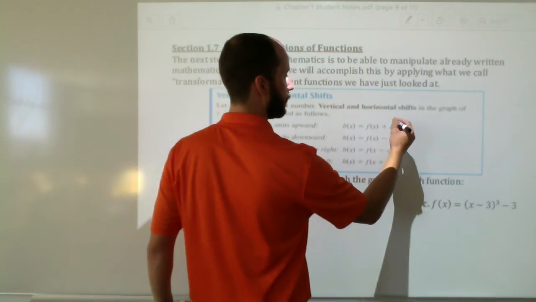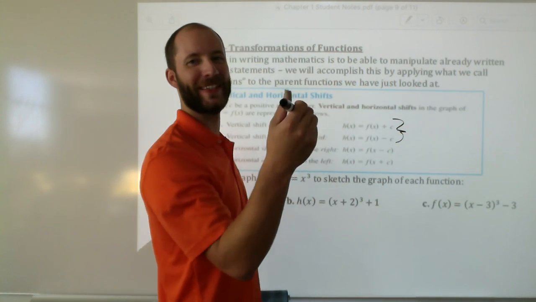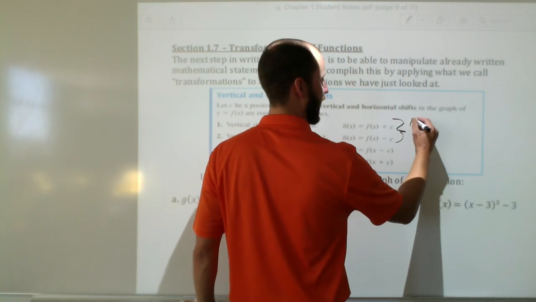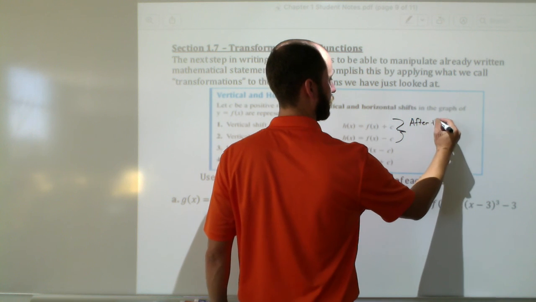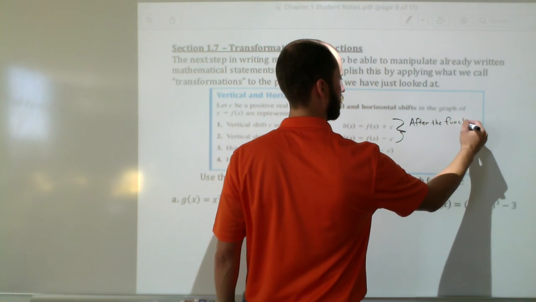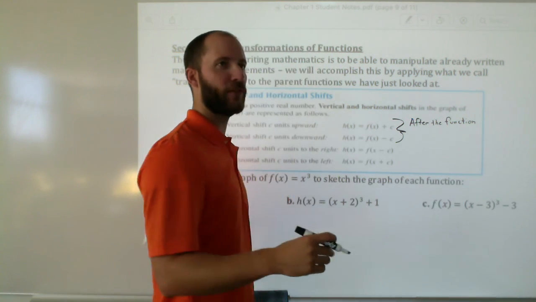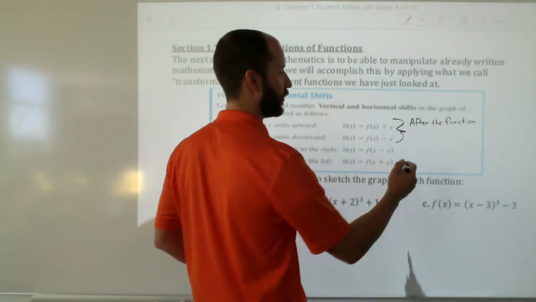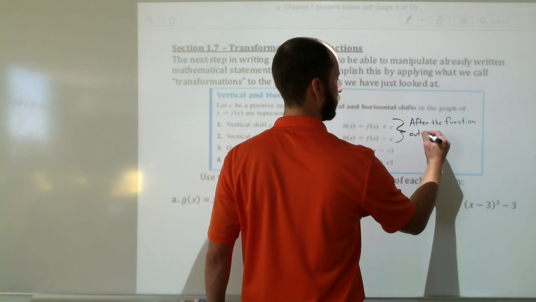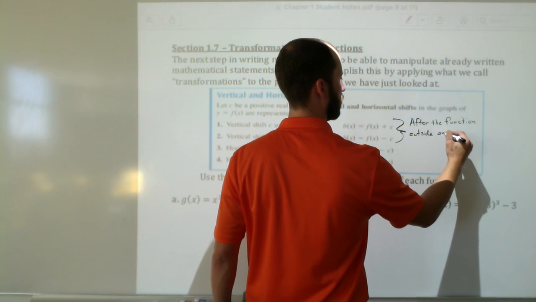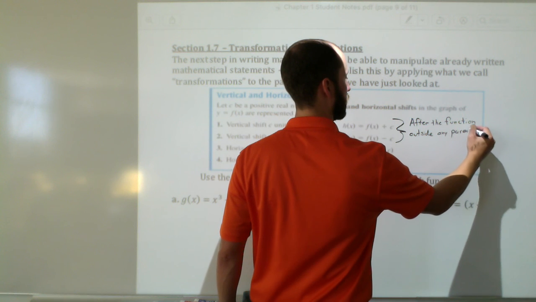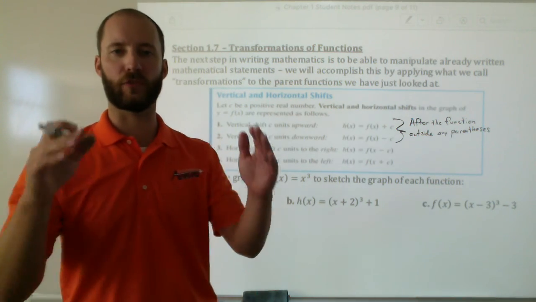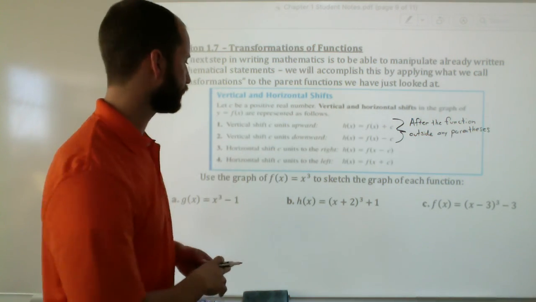So what we see here is that it is after the function rule. It's after the square root, after the absolute value, after the cube, after whatever. So it's after the function. It is outside any parentheses. Those parentheses, those groupings, it's after all of that stuff.